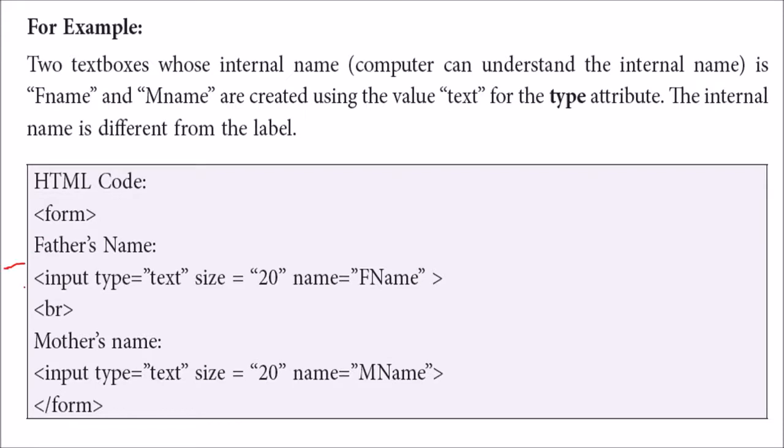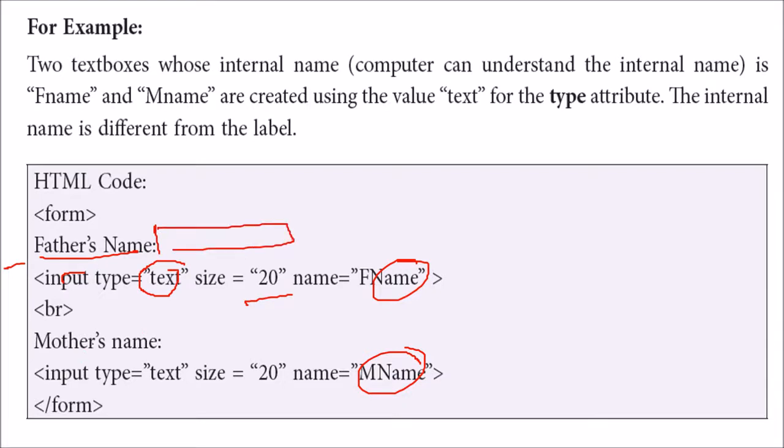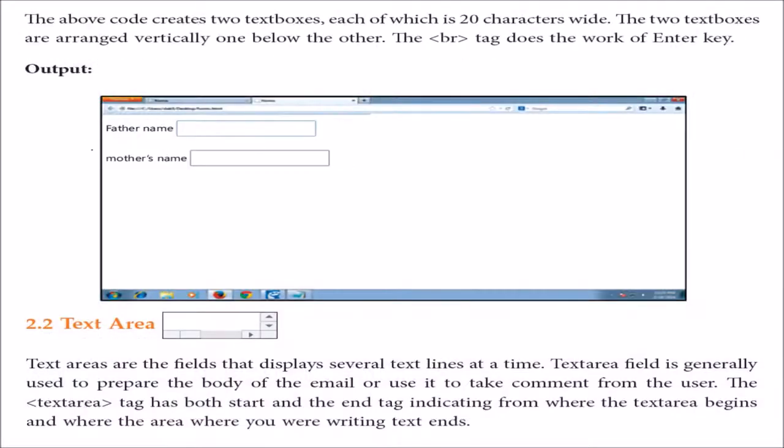Let us take an example. We are having two text boxes actually here, whose internal names are F name, first name, and M name, middle name. So you are giving father's name. Input type you have chosen as text. Size you have given 20. So now you will see a text box in front of father's name. You want the mother's name to come on the next line, so you use a BR. And again the mother's name will have a text box of 20 size. So this is what you are going to see.